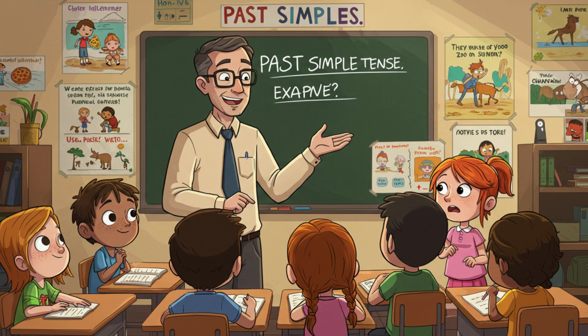I'll give you a sentence in the present tense, and you change it to the past simple. Pause after each one to think. Sentence 1. I go to the store. Past simple. I went to the store. Sentence 2. She sees a friend. Past simple. She saw a friend. Sentence 3. They make a cake. Past simple. They made a cake.